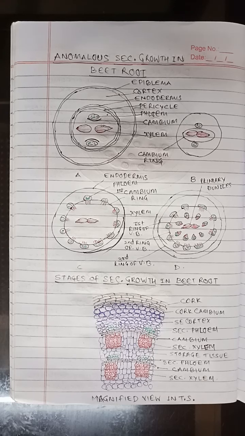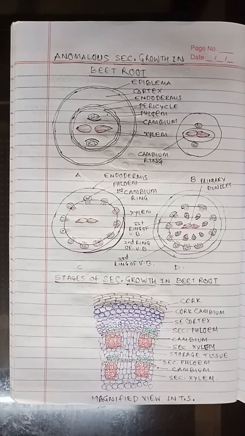Most part of the ring develops from parenchymatous cells present between primary xylem and primary phloem. A small portion develops from cells of pericycle present just above two protoxylem groups. The parenchymatous cells become meristematic and give rise to the cambium. Means in between the primary xylem and phloem, the parenchymatous cells become meristematic and they form into a cambium.